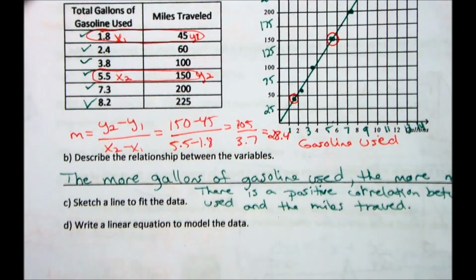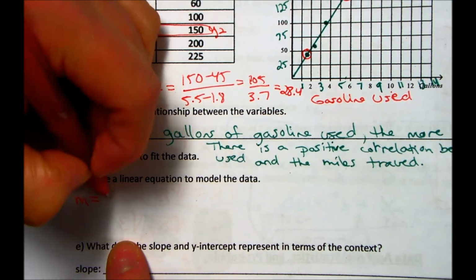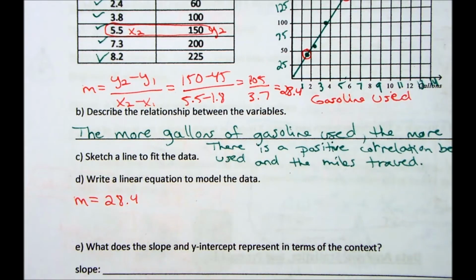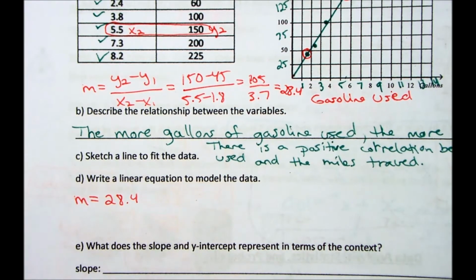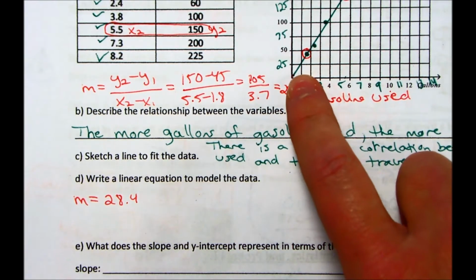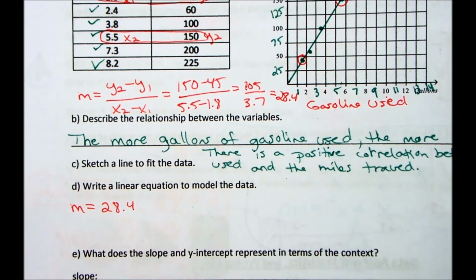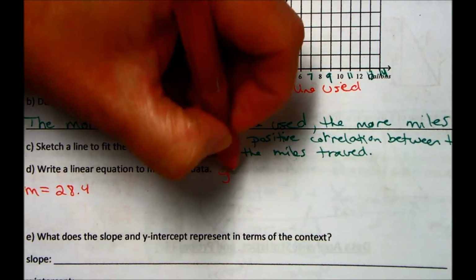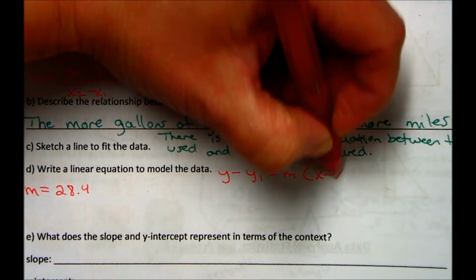All right, so I'm going to bring that down here. My slope is 28.4. The y-intercept should be pretty close to 0, but we can't really assume that it's 0. I should probably plug it into point-slope form. So let's do that: y minus y1 equals m parentheses x minus x1.